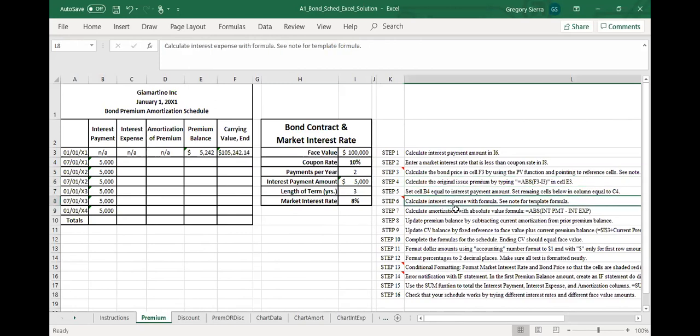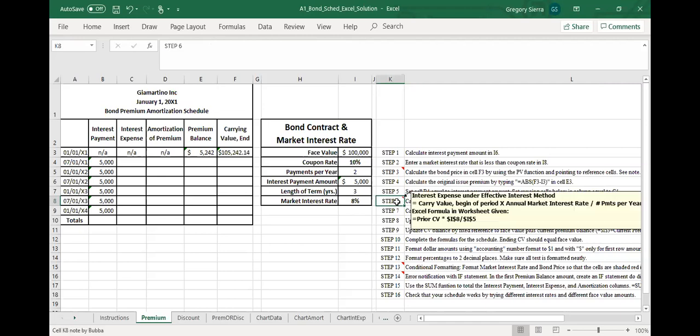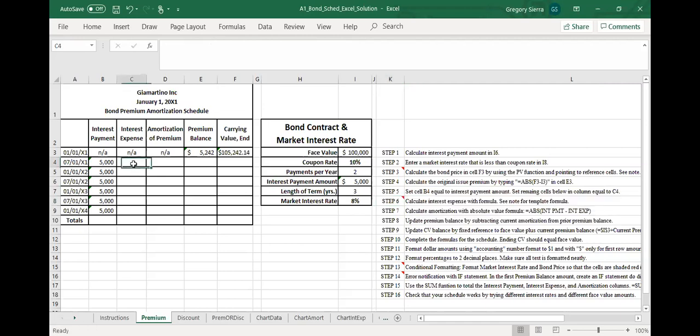Interest expense. And over here in the note, it tells you what it's all about, but I'm just going to do that. So the interest expense equals the beginning of period carrying value times the effective interest rate, which is the market interest rate divided by the number of payments per year. So in this case, it'd be the 105,242 times 8% divided by 2, or times 4%. And there is your first interest expense.